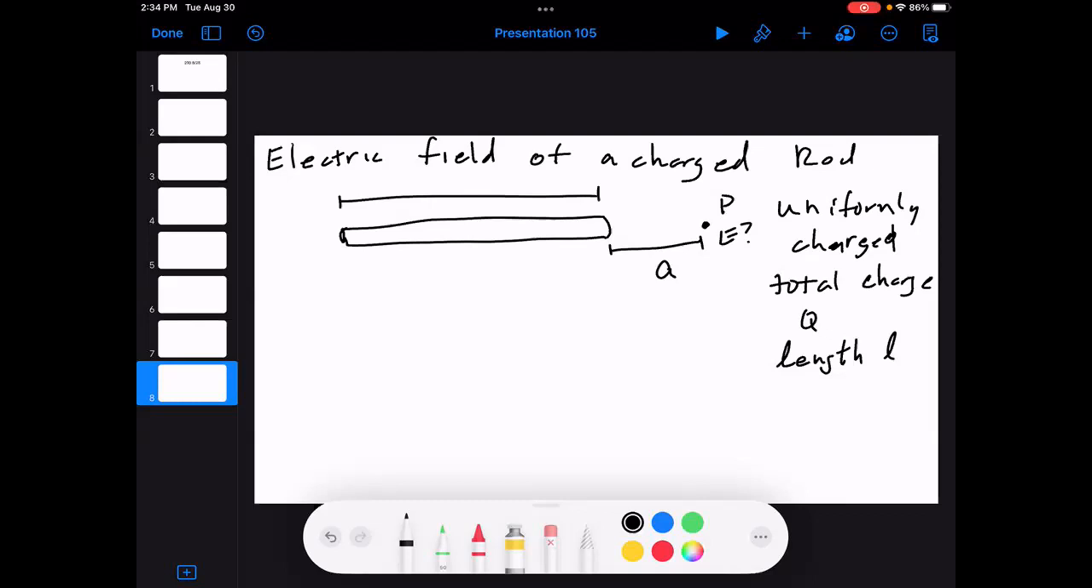So, for the purposes of this problem, we're going to consider this to be a really thin rod. So we're not going to consider it to have a lot of y and z. We're just going to say it just exists on the x-axis. Let me throw an x-axis through here. x, like that.